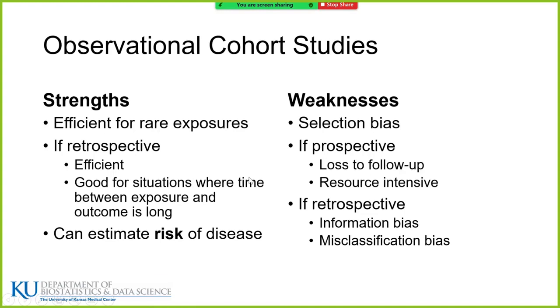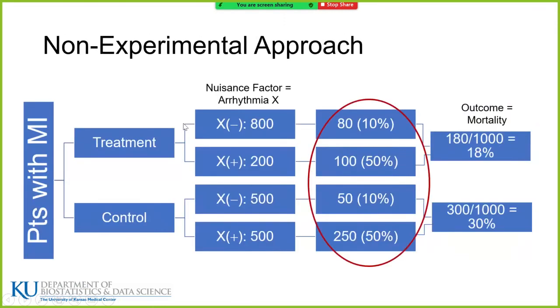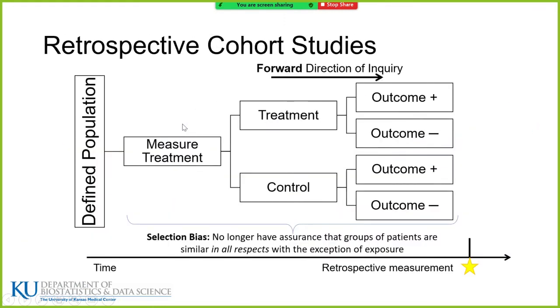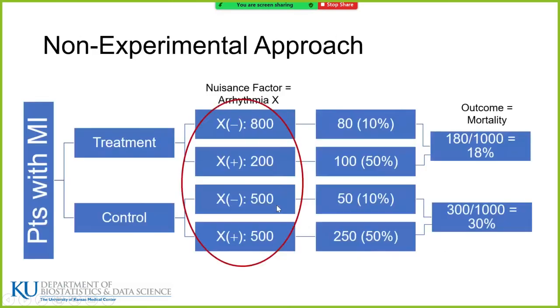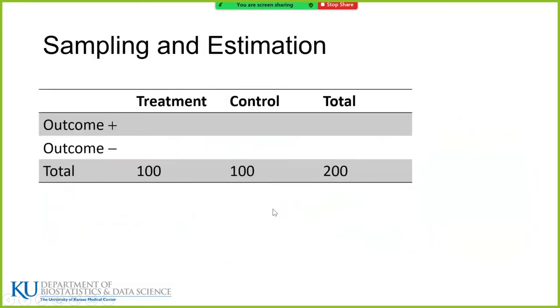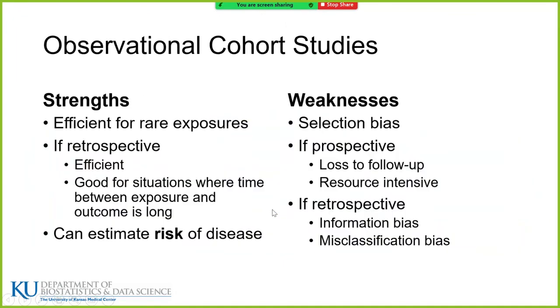But they have a lot of strengths. They're very efficient. They're very efficient for rare exposures. What do I mean by that? If only 100 people in the entire world were exposed to something, I can reach out to them and try to get as many of those 100 people on my study as possible, right? And put them right here. And then I can go out and try to find meaningful controls. So if you have a rare exposure, a cohort study is probably the optimal design to select.